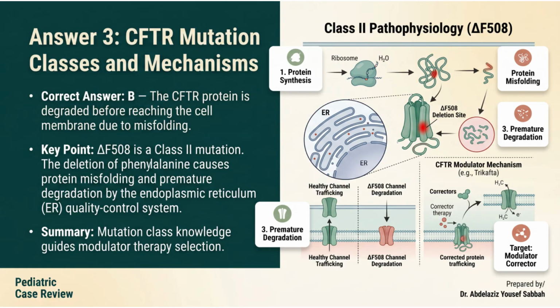The protein is degraded before reaching the cell membrane due to misfolding. The delta F508 mutation is a class 2 mutation, and it is by far the most common cause of cystic fibrosis. The mutation deletes a single phenylalanine amino acid, which causes the cystic fibrosis transmembrane conductance regulator protein to misfold. The cell's quality control system in the endoplasmic reticulum recognizes the misfolded protein and degrades it prematurely before it can ever reach the cell surface. The result is a near complete absence of functional chloride channels at the membrane. Understanding the mutation class is clinically important because it directly guides the choice of modulator therapy.